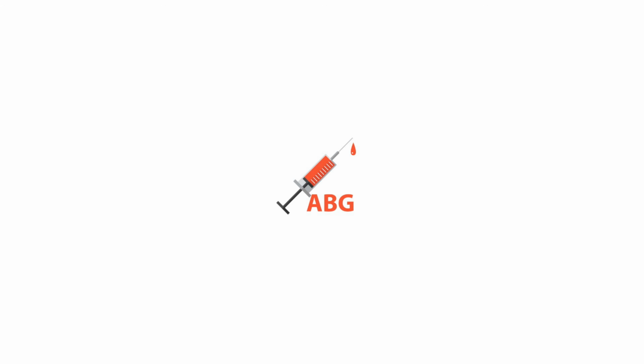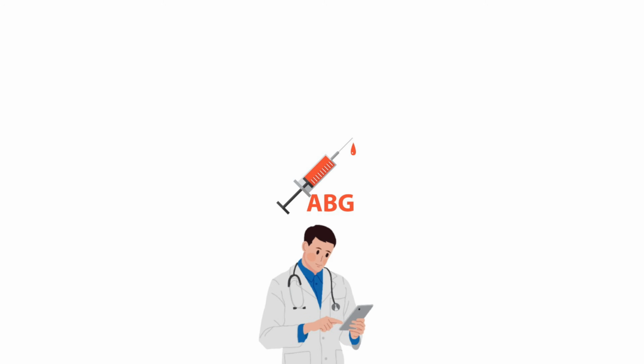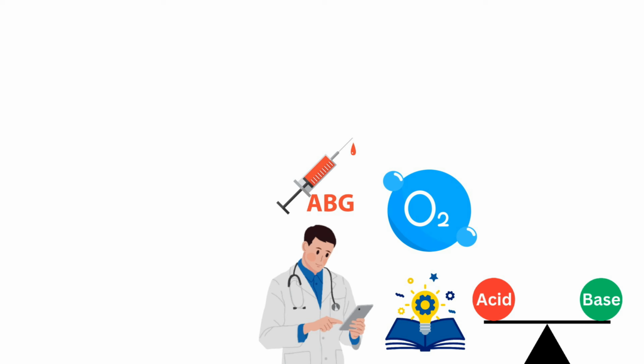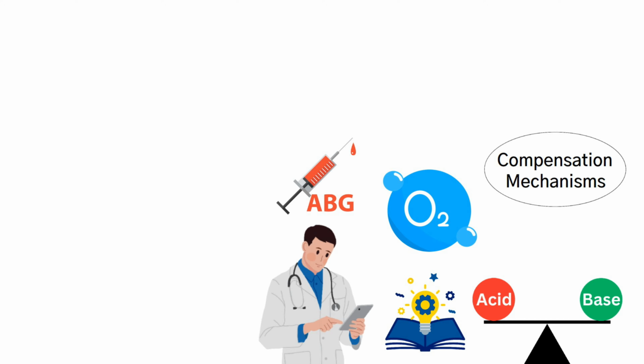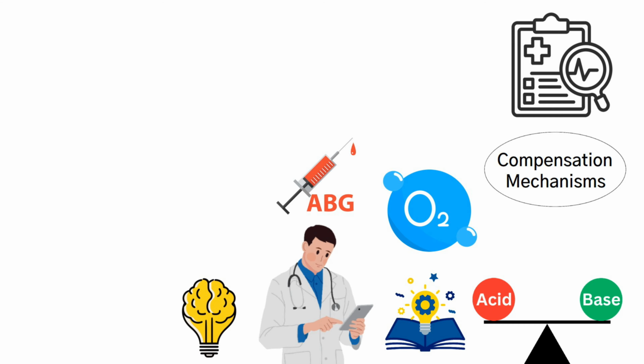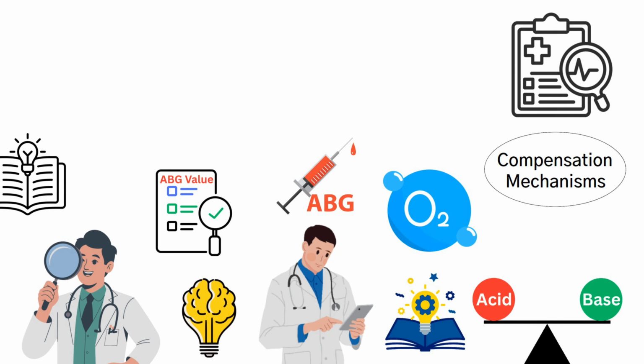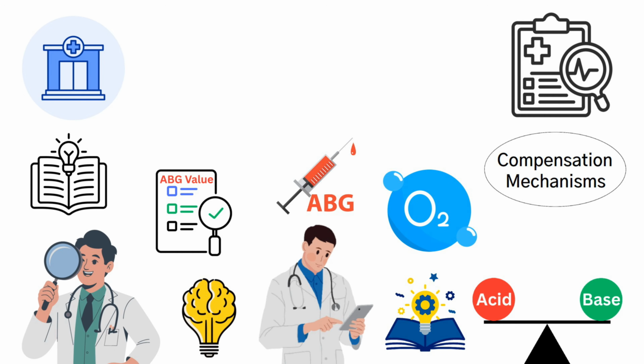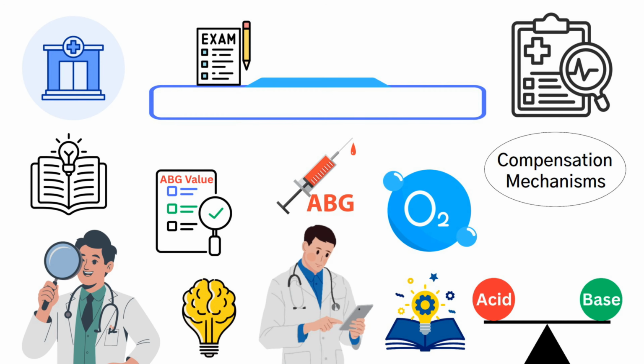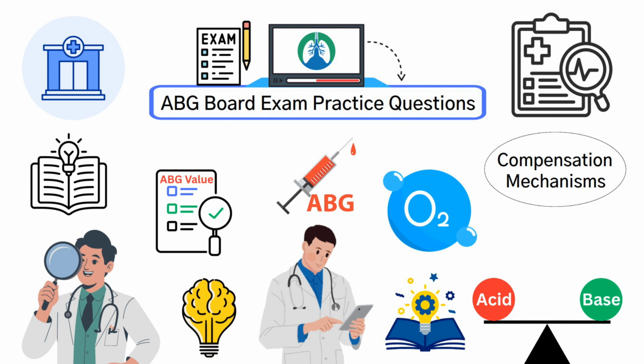Interpreting arterial blood gases is a critical skill for respiratory therapists, requiring a strong understanding of acid-base balance, oxygenation, and compensation mechanisms. This section is designed to test your ability to analyze ABG values, identify disorders, and apply your knowledge to clinical scenarios. Whether you're preparing for the board exam or simply reviewing key concepts, these practice questions will help reinforce your understanding and boost your confidence. Take your time, think critically, and see how well you can interpret ABG results.